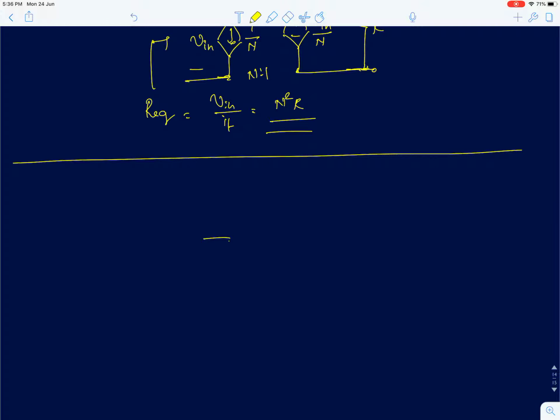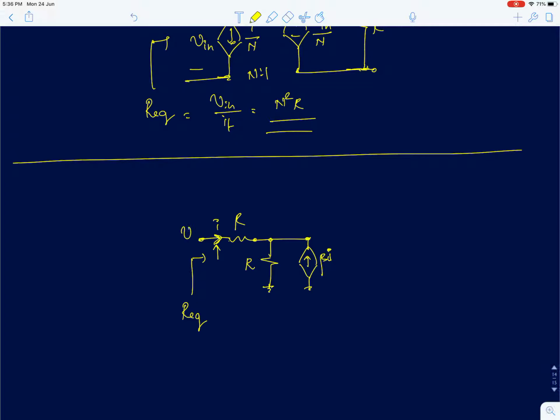I'll analyze a few more circuits. You're supposed to find the equivalent resistance at this point. This circuit consists of a current dependent current source, which multiplies the current flowing through the resistor at the input by a factor beta.